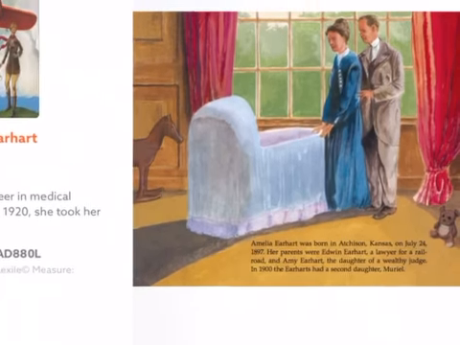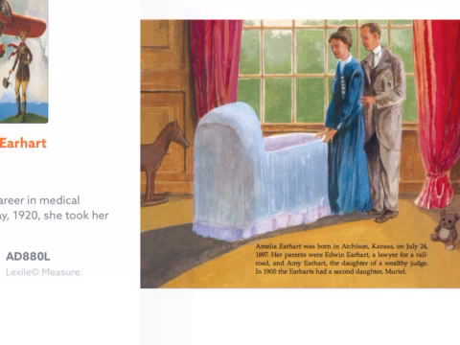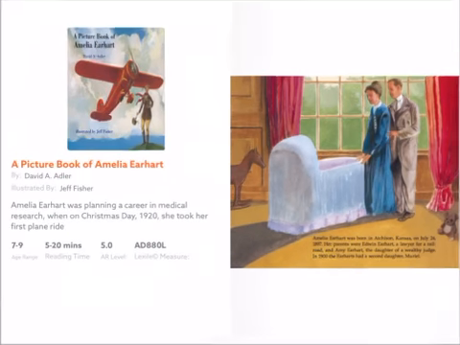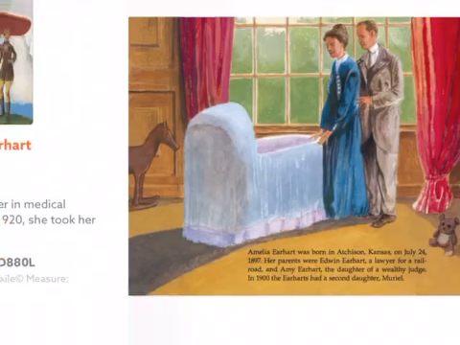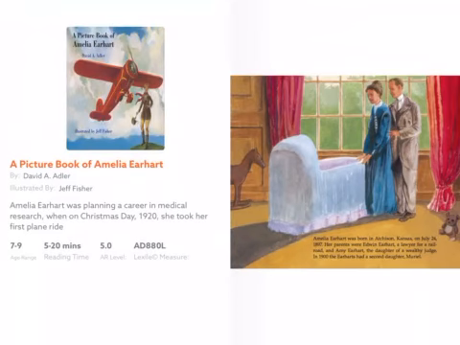Amelia Earhart was born in Atchison, Kansas on July 24th, 1897. Her parents were Edwin Earhart, a lawyer for a railroad, and Amy Earhart, the daughter of a wealthy judge. In 1900, the Earharts had a second daughter, Muriel. So definitely, right away, I'm already thinking, yes, it does talk about her being born and her very early life here.